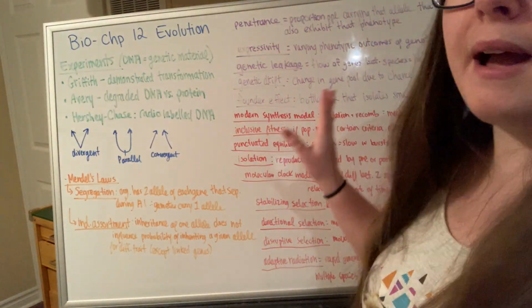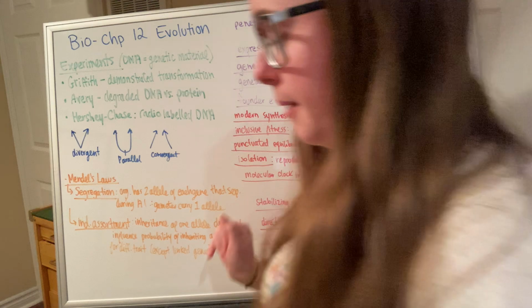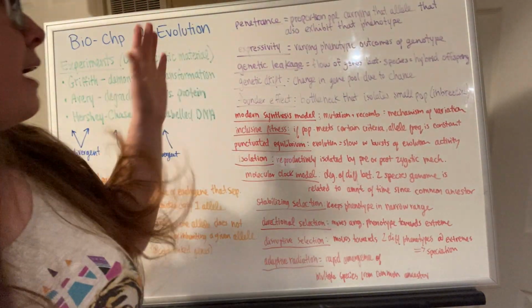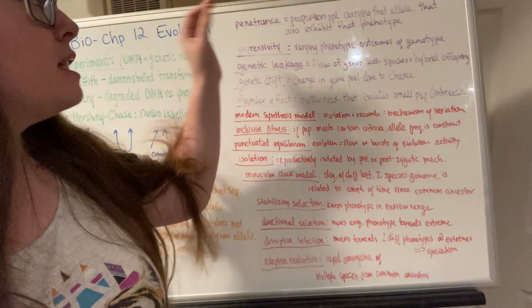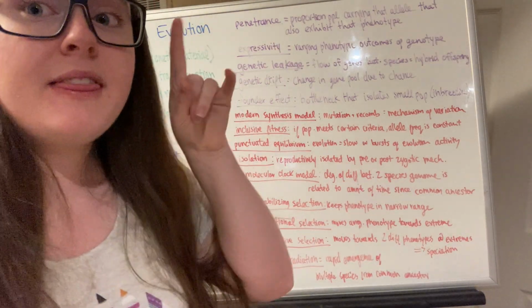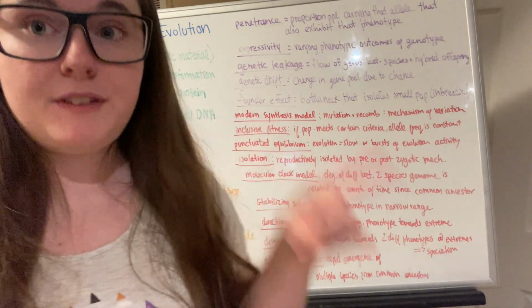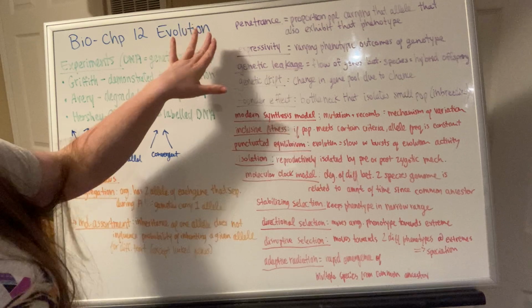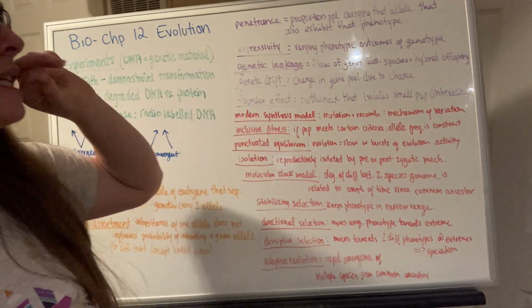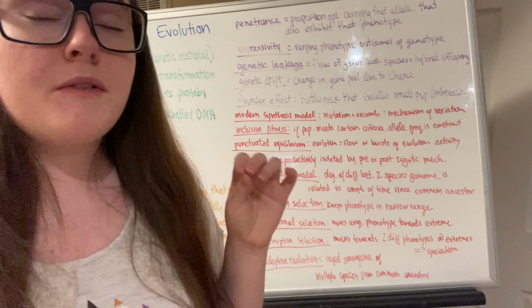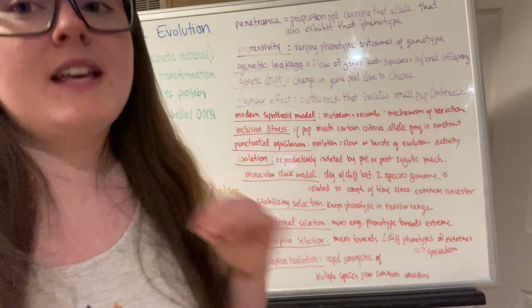So next, we have a little bit of vocab. This chapter is a little vocab heavy. So we have penetrance, which is the proportion of people that are carrying an allele that also exhibit that phenotype. Okay? Then we have expressivity, which is the varying phenotypic outcomes of a specific genotype.